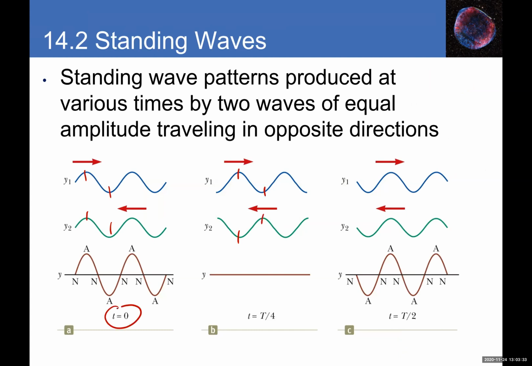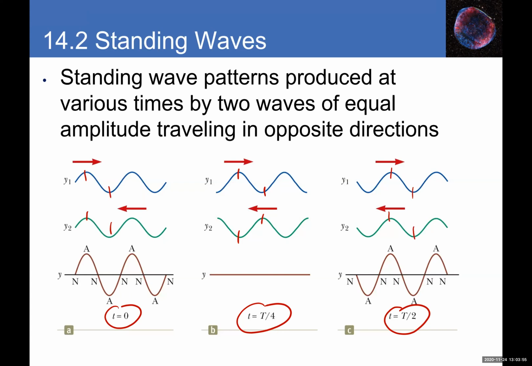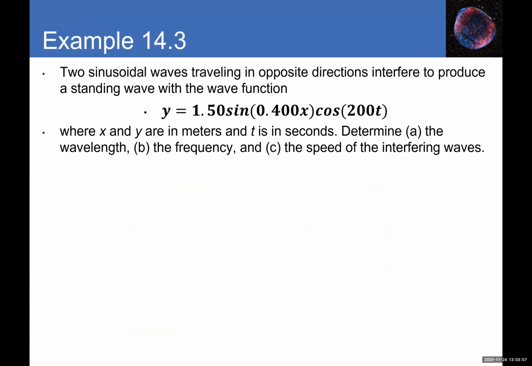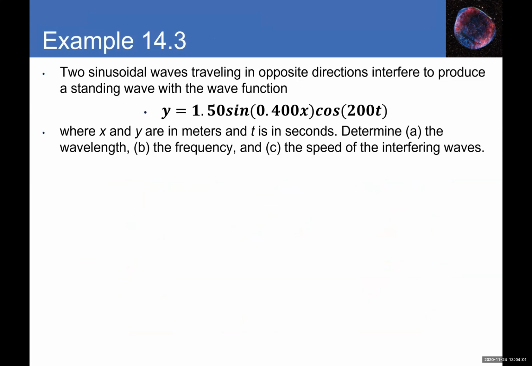So this happens at t equals 0. This is t equals a quarter of a period. And then half of the period is again crest and crest, trough and trough, right? Because they're moving relative to one another. One is moving to the right, the other one is moving to the left, kind of back and forth like that. So a quarter of the period like that. All right, so that's the visual understanding of that.